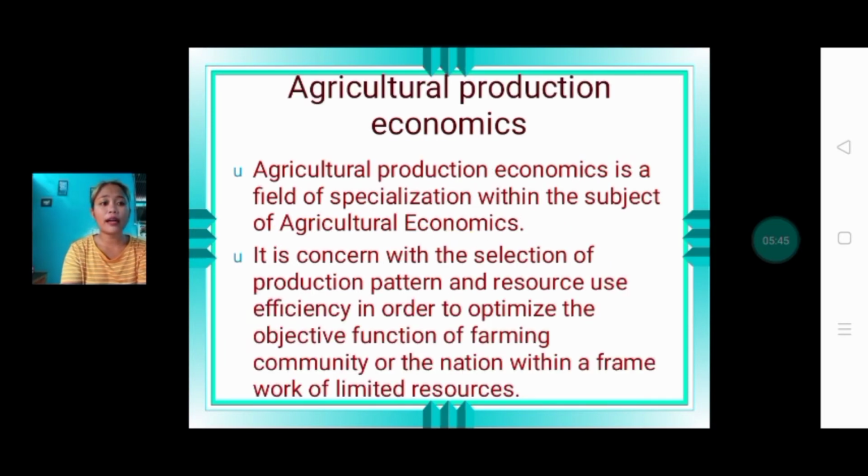Next branch, agricultural production economics. This is a field of specialization within the subject of agricultural economics. It is concerned with the selection of production patterns and the efficiency of resource use in order to optimize the objective functions of the farming community or the nation within the framework of limited resources.